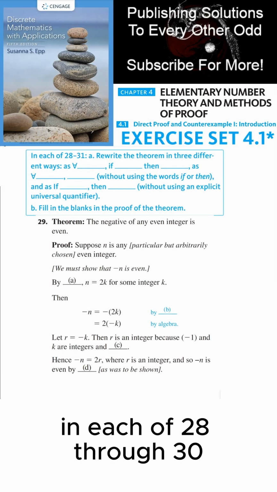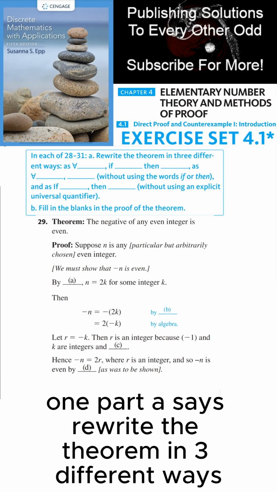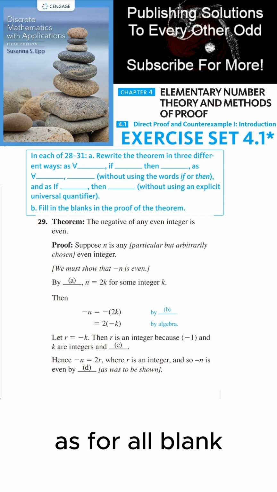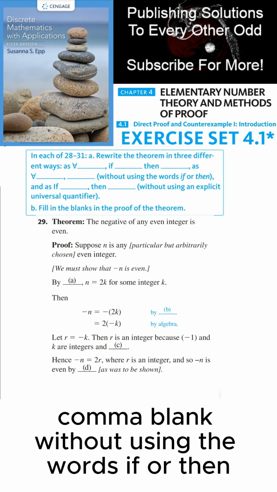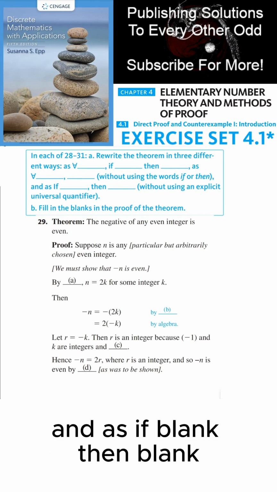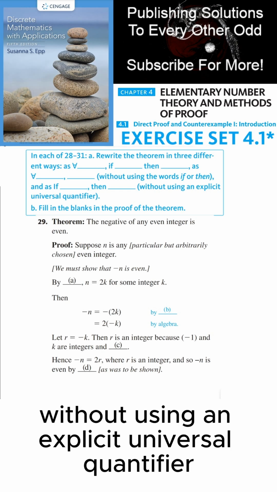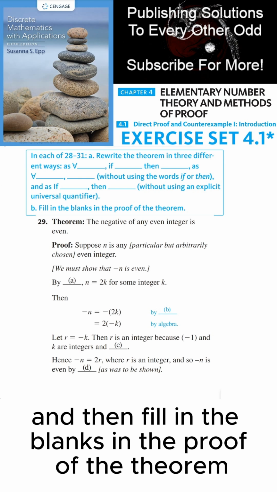In each of 28 through 31, part A says rewrite the theorem in 3 different ways. As for all blank, if blank then blank. As for all blank, comma blank, without using the words if or then. And as if blank then blank, without using an explicit universal quantifier. And then fill in the blanks in the proof of the theorem.